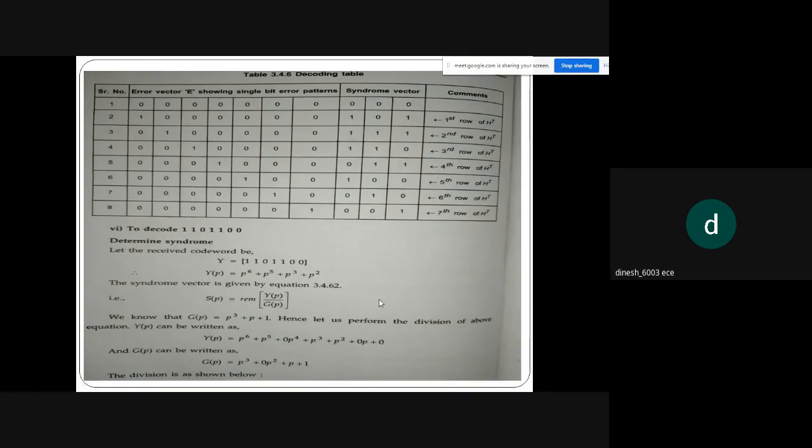Why do we require H transpose? We require H transpose for finding the syndrome. In syndrome decoding, S is equal to Y H transpose. Now, to determine the transmitted data word, we need to perform Y H transpose. That is the reason why we have found H transpose.